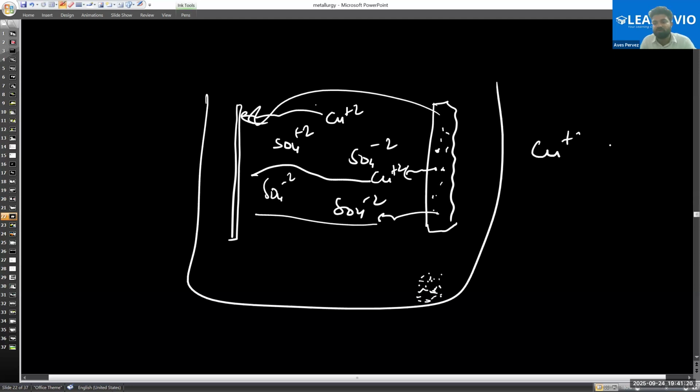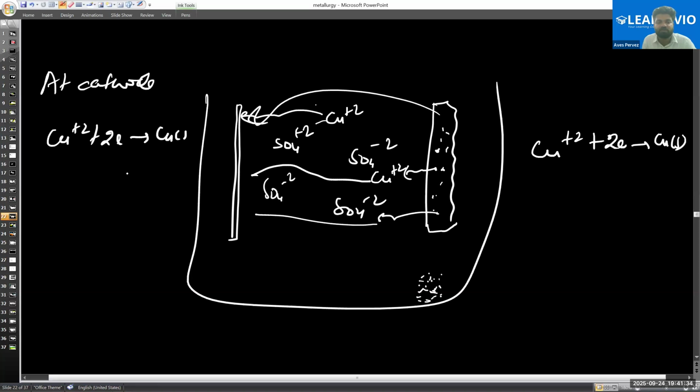Cu2+ gets there, receives 2 electrons, and gets converted into copper solid. So what is happening here is that at the cathode Cu2+ receives 2 electrons and gets converted into copper solid. It is blue in color and it is brown in color. Addition of electrons is called reduction.